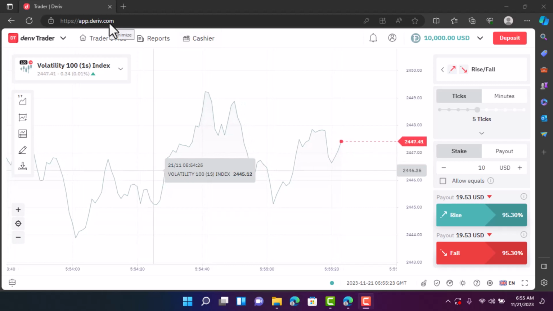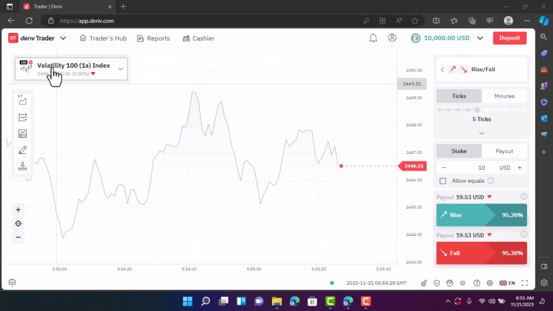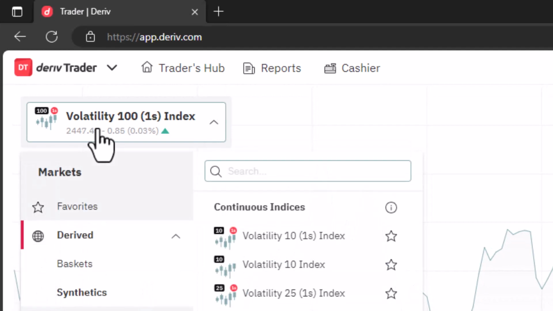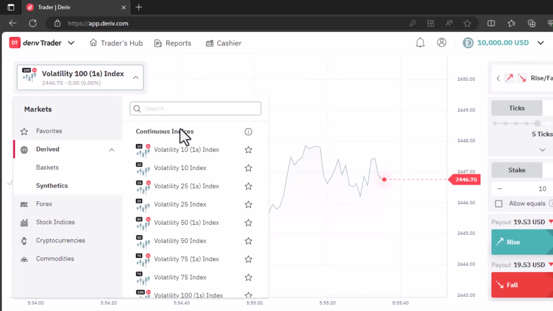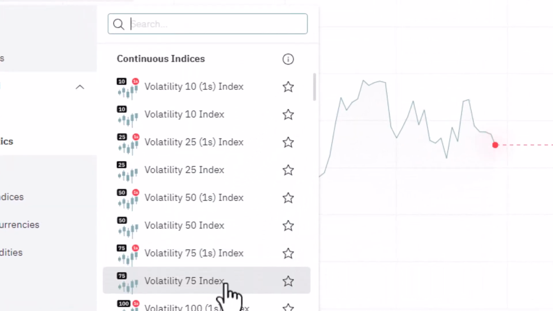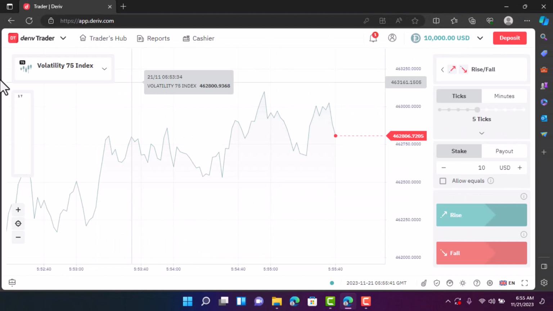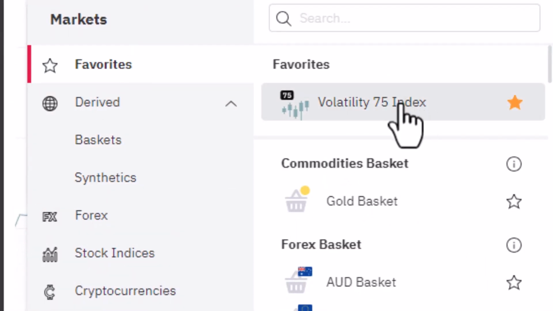Okay. Alright. So when you log in for the first time, you have something like this. For this strategy, you just go to click here where you see Volatility 101 (1s). Go to Volatility 75. You can make it a favorite by clicking the star, so that next time you can just click on favorites and you have it right there.